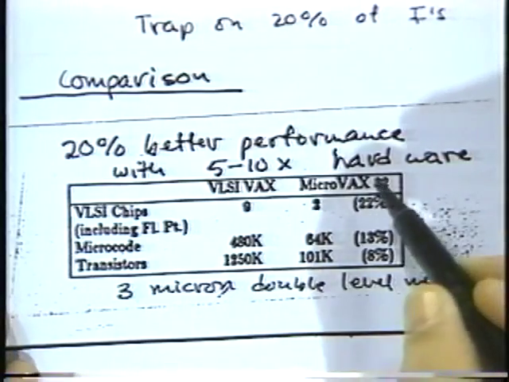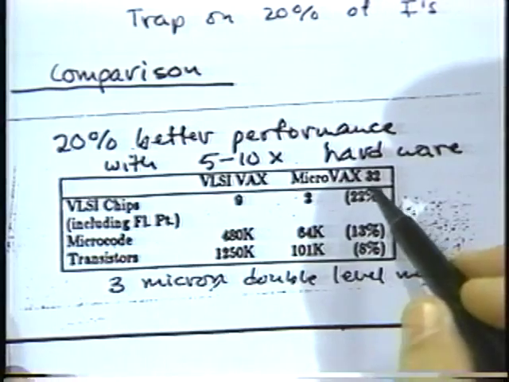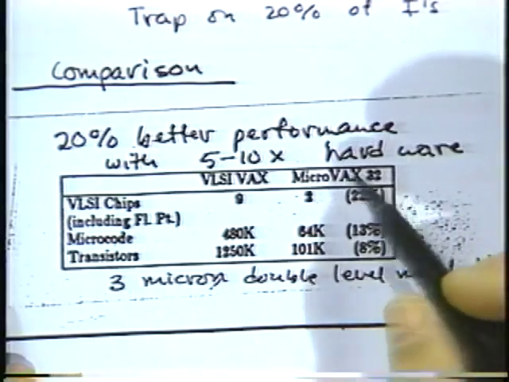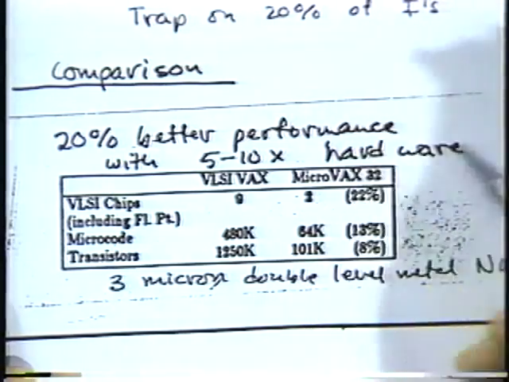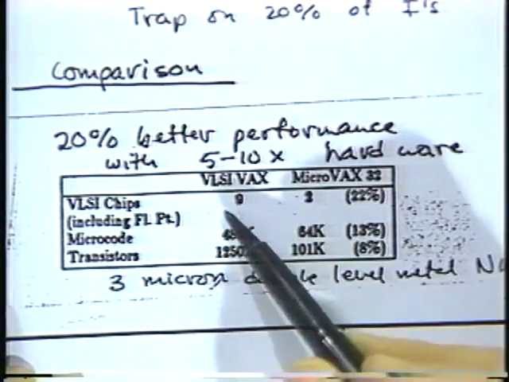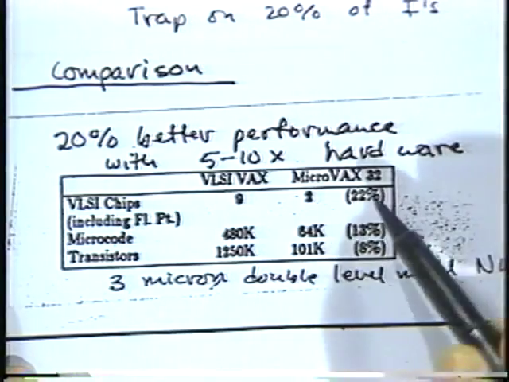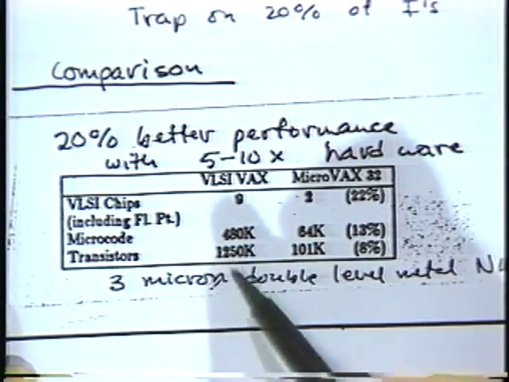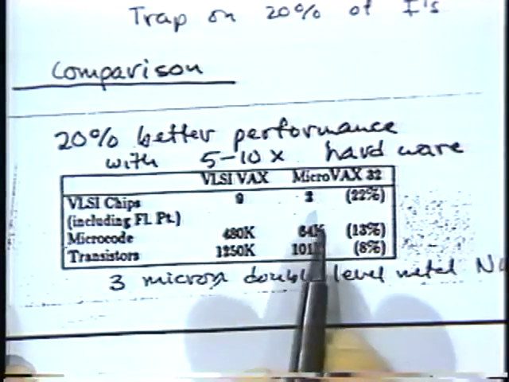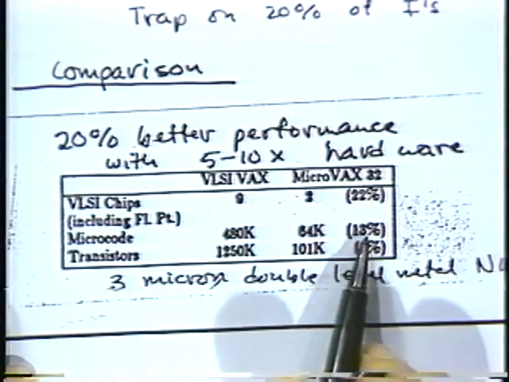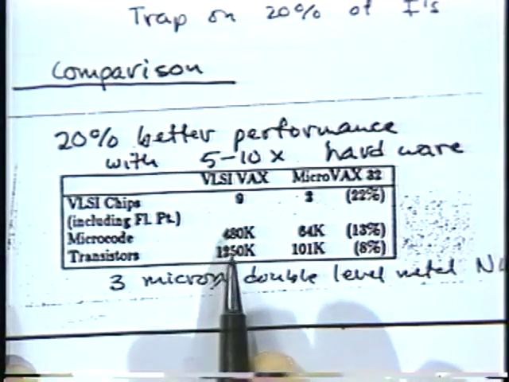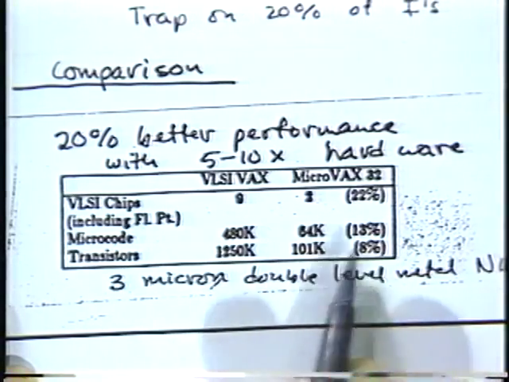The MicroVAX 32 was announced today as having 85% of the performance of a 780 in integer performance and 80% of floating point performance. So say it's 20% better performance for this one. The difference in the number of chips is a factor of 9 to 2. The amount of microcode is from 480K, that magic half-million figure again, to 64K bits. That's about 1/8 the size. The number of transistors is over 1.2 million compared to 100,000 transistors, so a factor of 10.